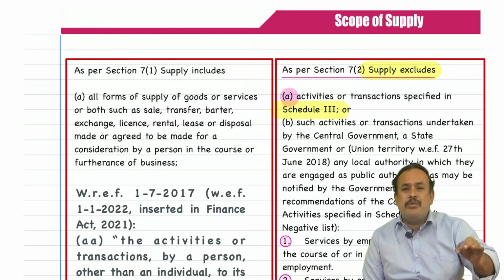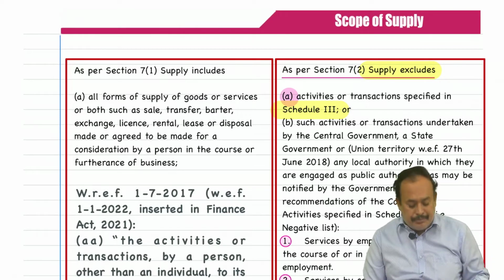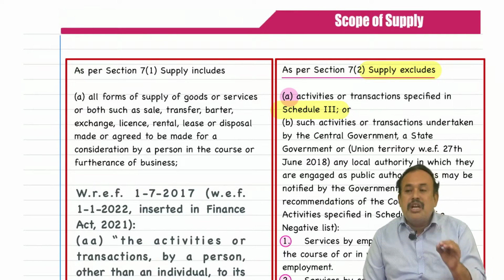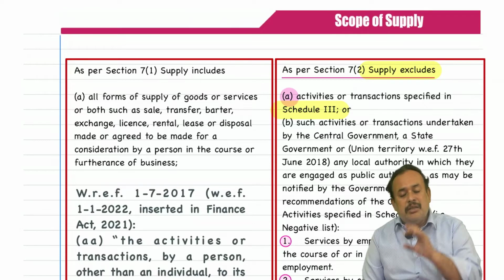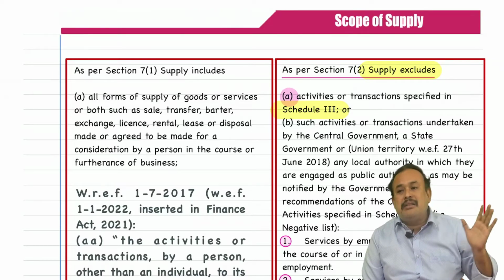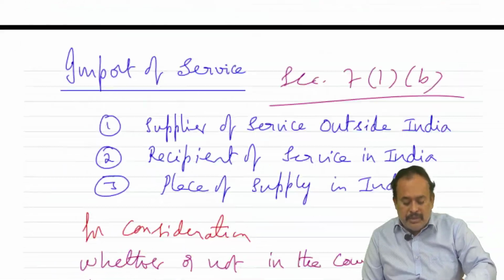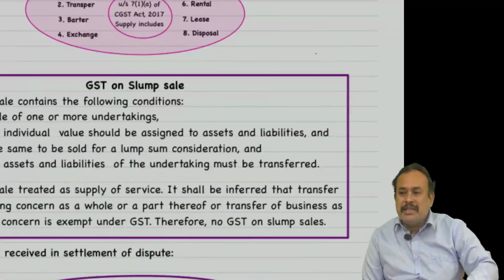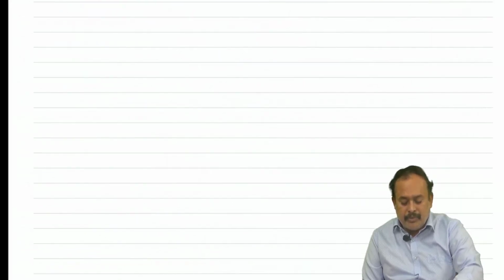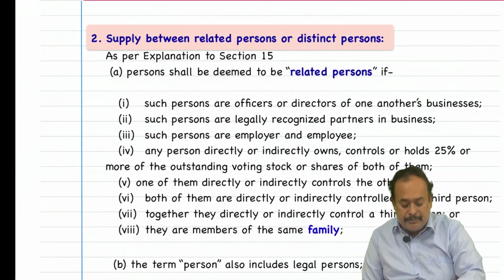Very important list it is from the exam point of view, my dear friends. So taking that into account, presenting now Schedule 3 transactions one by one are as follows. There are 8 points, my dear. Referring to you now Schedule 3 transactions. Schedule 3, what are they? They are as follows, one by one I am presenting here.